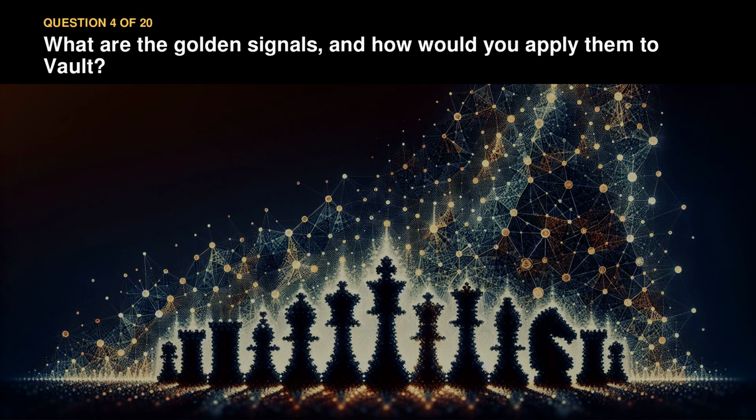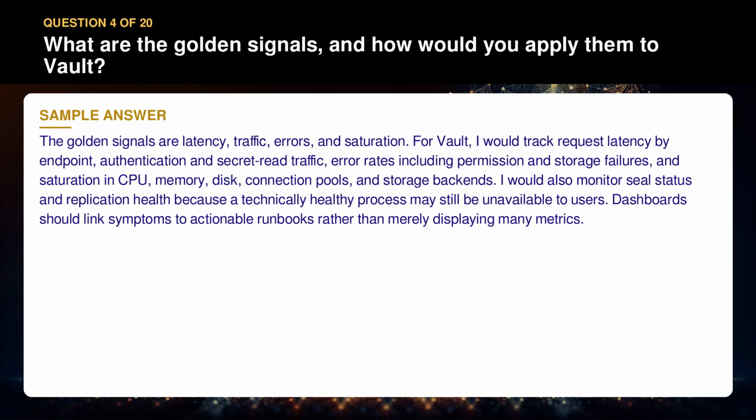Question 4. What are the golden signals, and how would you apply them to Vault? The golden signals are latency, traffic, errors, and saturation. For Vault, I would track request latency by endpoint, authentication and secret read traffic, error rates including permission and storage failures, and saturation in CPU, memory, disk, connection pools, and storage backends.